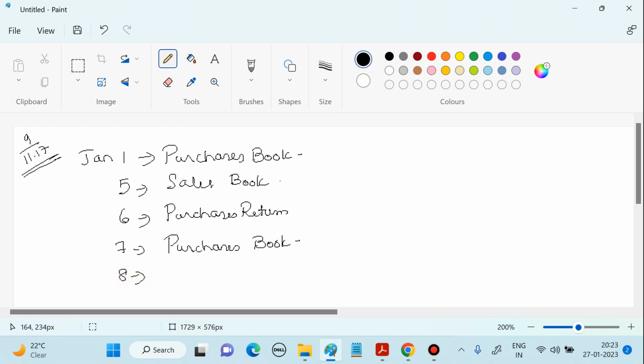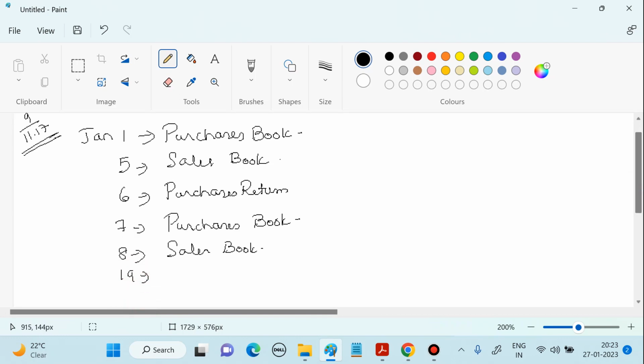Sold ready-made clothes to Harish, Amritsar, for 12,000. Sales book. Then sold ready-made clothes to Mohan, Amritsar, for 6,000, allowed trade discount 10%. On sales. Correct. Then sold ready-made clothes to Mahesh, Varanasi, for 8,000 on 27th. Sales again. Sales book.